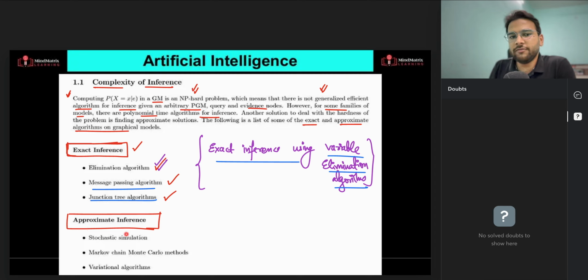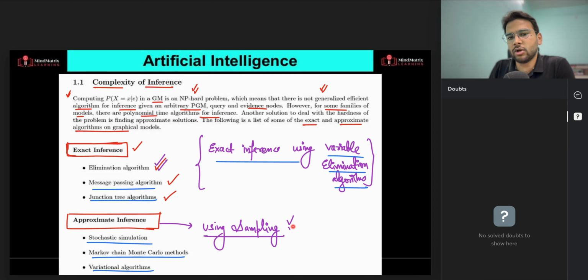For approximate inference, we have stochastic simulation, Monte Carlo methods, and variational algorithms. In the GATE DA syllabus, it is mentioned that for approximate inference we have to consider only one method, that is sampling. There are two types of sampling that we will be talking about: one is Gibbs sampling, and the second is Monte Carlo sampling.